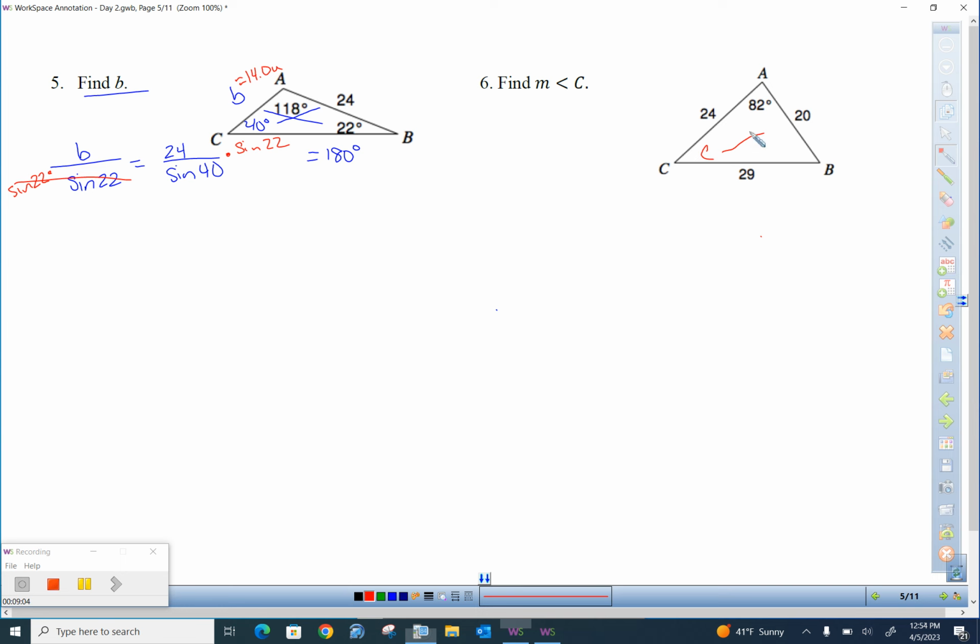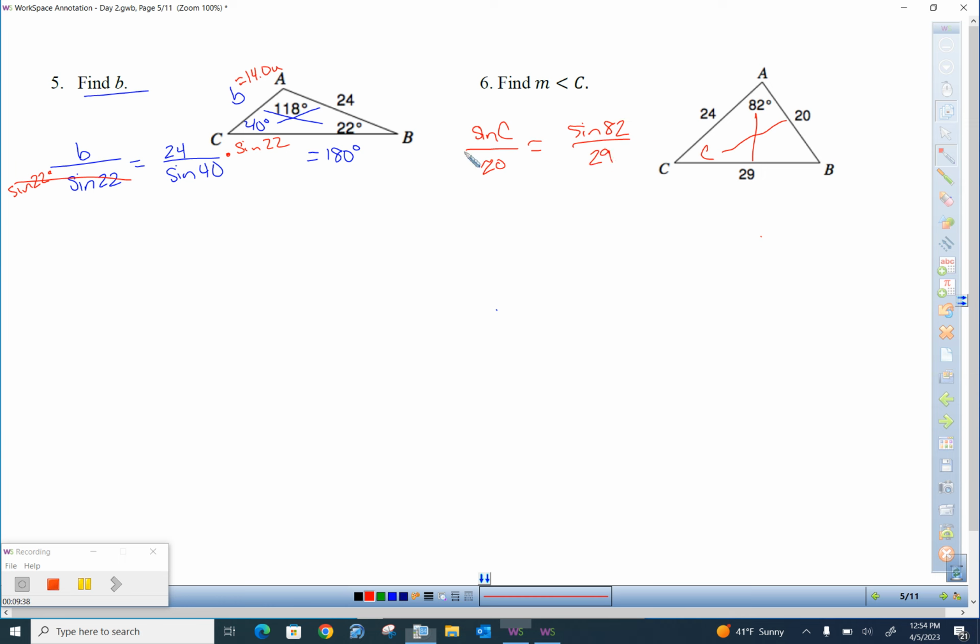So in this case, we do have another pair, nothing's missing. We can go straight to work. So since we're solving for an angle this time, sine is going to go on top with that C, and we'll just put a regular 20 on the bottom. And then it's equal to sine of the 82 over the regular 29.